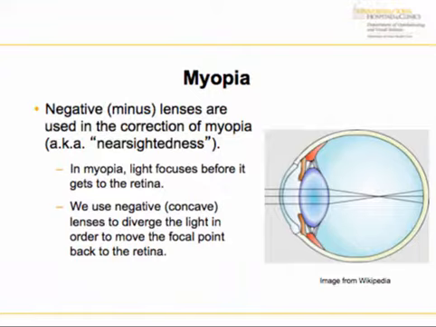Myopia, also known as nearsightedness, exists when parallel light rays enter the eye and focus in front of the retina. Minus lenses are used in the correction of myopia. Negative, concave lenses are used to diverge the light rays entering the eye to move the focal point back to the plane of the retina.